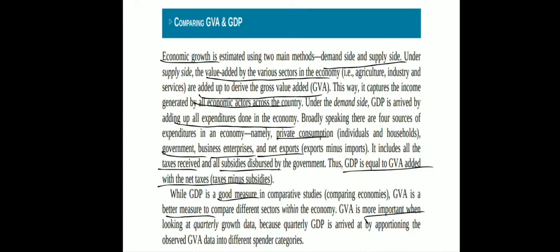Also, there is one more difference or use you can say. GDP is a good measure in comparative studies, but GVA is a better measure to compare the different sectors within the economy. So this can be an external thing, maybe different among the economies that you can do, but the different sectors within the economy, maybe agriculture sector or industrial sector or service sector, which is producing better or less, we can know through GVA.